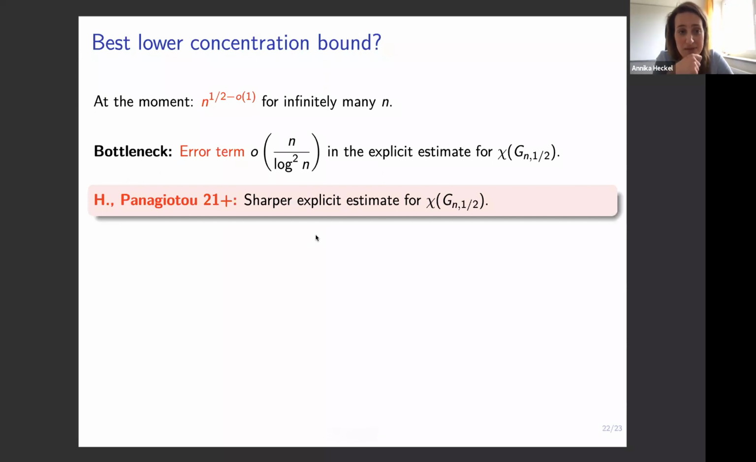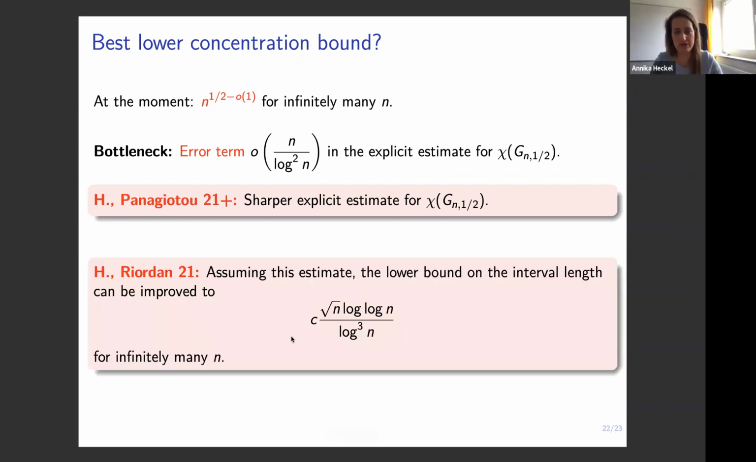Now, in the upcoming paper with Kostas Panagiotou, we also plan to prove a sharper explicit estimate for the chromatic number of G(n, 1/2). And given this sharper explicit estimate, if we use that as our first ingredient in the method, actually the lower bound for some n can be improved to some constant times what we think is the optimum. So assuming the sharper explicit estimate, the method gives what we think is an optimal result.